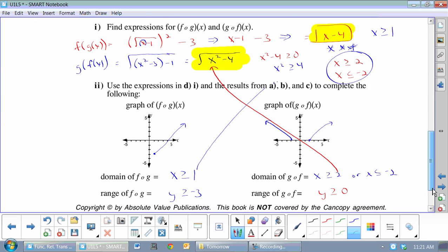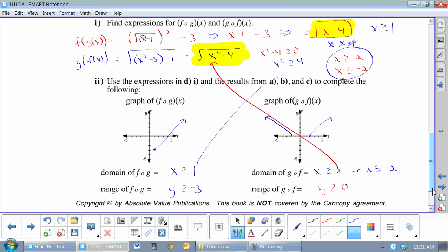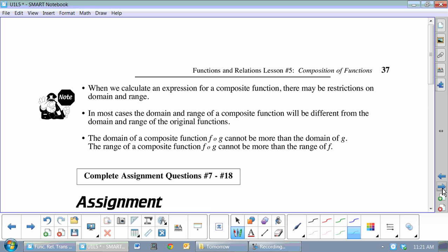Okay? Now, if you go to the next page, okay, basically it's saying there may be restrictions on the domain and range. That's what we've talked about. Then the next line says, in most cases, domain and range of a composite function will be different from the domain and range of the original function. Okay? Yeah? In most cases, sometimes it won't. So really, that's a waste of words, right? I mean, we didn't really need that, right?